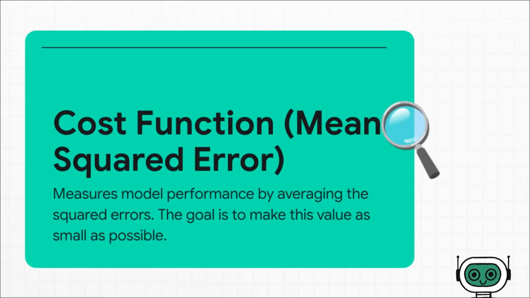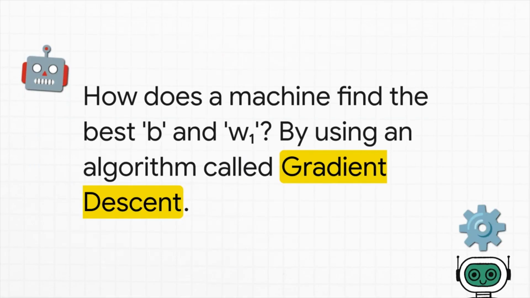To guide this search, we need a single number that tells us how badly the model is doing. That's the cost function. For linear regression, we typically use mean squared error, or MSE. It's just the average of all those squared residuals we talked about. The entire goal of training is just to find the b and w that make this MSE value as small as it can possibly be. So how does the machine actually find those perfect values? It doesn't just guess randomly. It uses a powerful search algorithm called gradient descent.